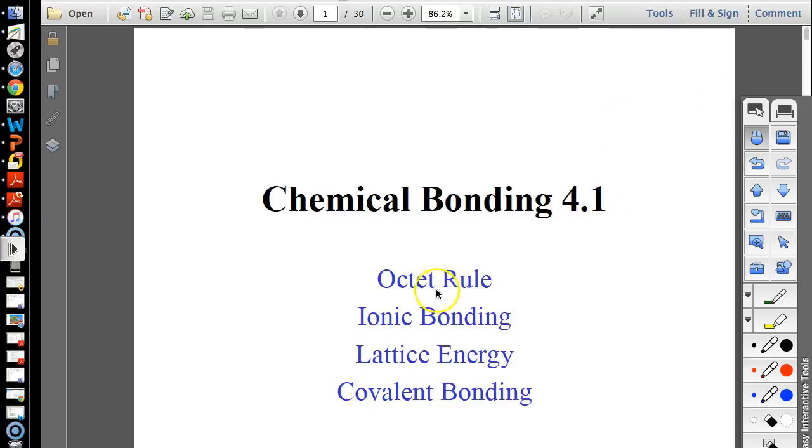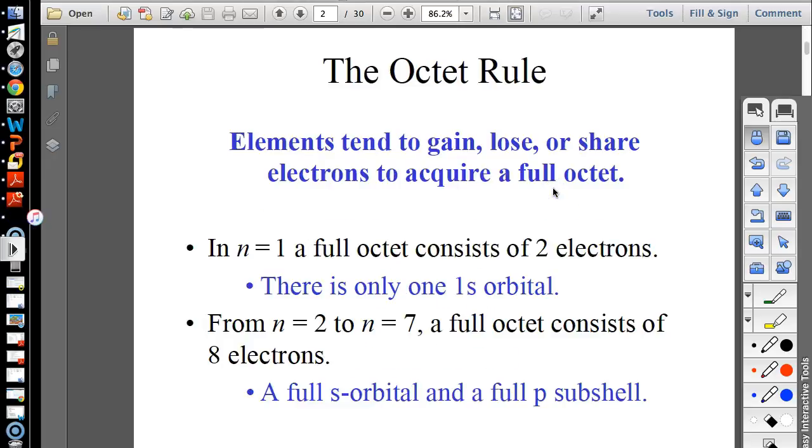So with bonding, we've already talked about the octet rule, but just to remind you, atoms, or elements, are going to try to gain electrons, sometimes lose electrons, and sometimes share electrons so that they get a full octet.